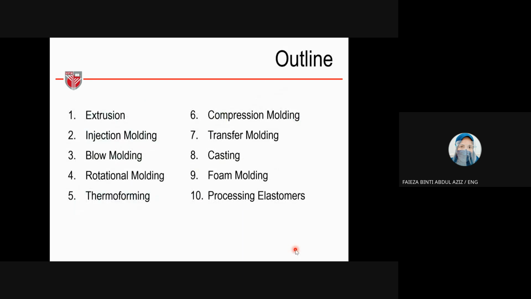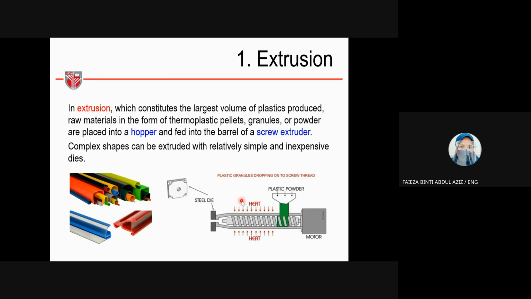These are the 10 topics of shaping or processing of polymer that I will cover today. I will begin with extrusion, then injection molding, blow molding, rotational molding, thermoforming, compression molding, transfer molding, casting, foam molding, and finally processing elastomers. Let me begin with extrusion, number one.